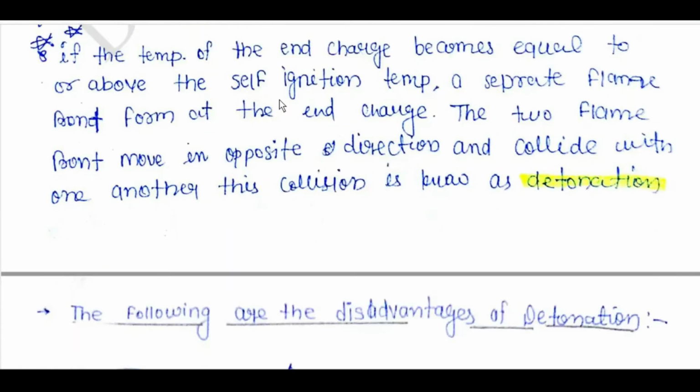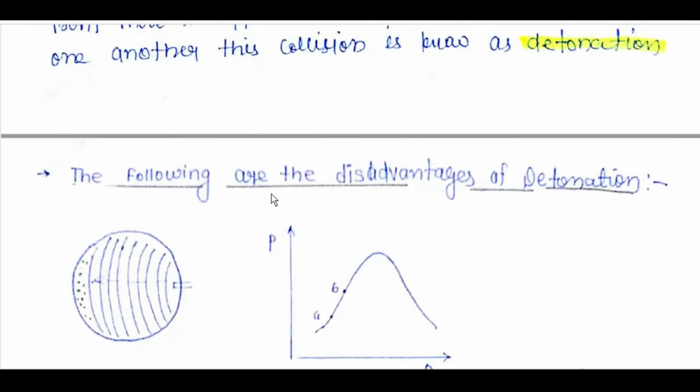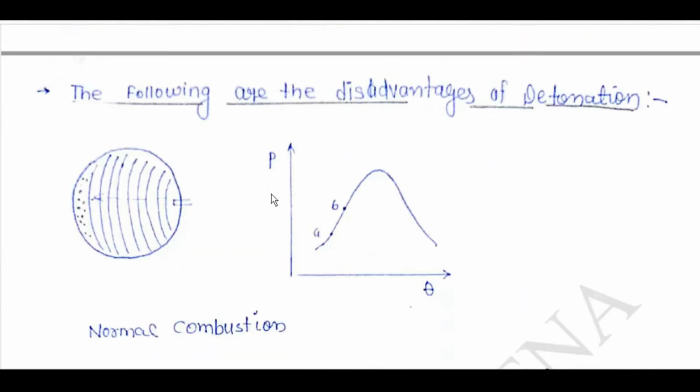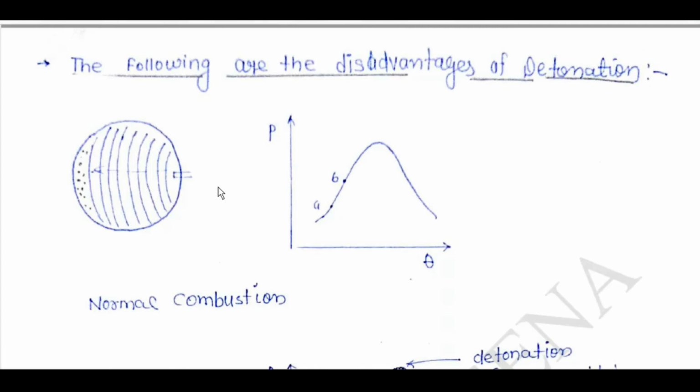A separate flame front forms at the end of charge. The two flame fronts move in opposite directions and collide with one another. This collision is known as detonation. The following are disadvantages of detonation.